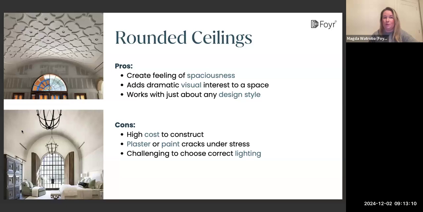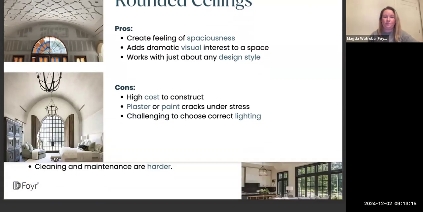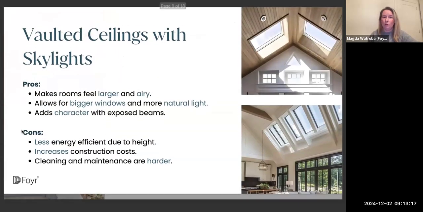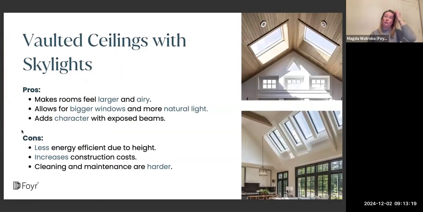And we might have problems choosing the right lighting for the rounded ceilings. Next, we have vaulted ceilings with skylights. With vaulted ceilings, they will give volume to the room. They will make the space feel bigger, because whenever we put in a vaulted ceiling, of course the room will be way higher.